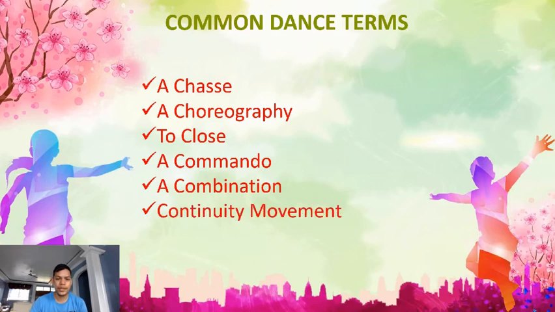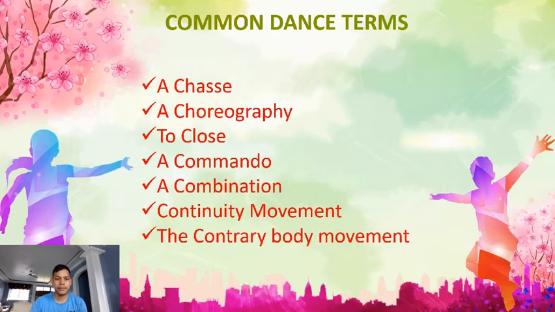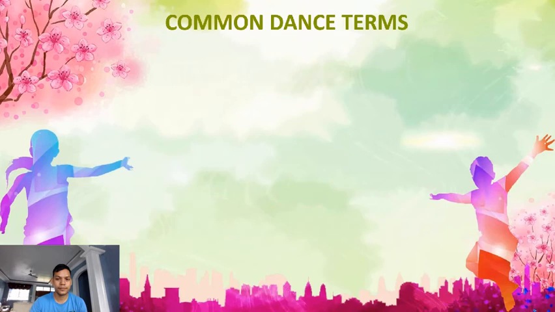Next is continuity movement. The continuity movement is the continuous passing of the step from one step to the next. The contrary body movement is the action of turning the opposite hip and shoulder toward the direction of the moving leg. So it is used to begin all turning movements.